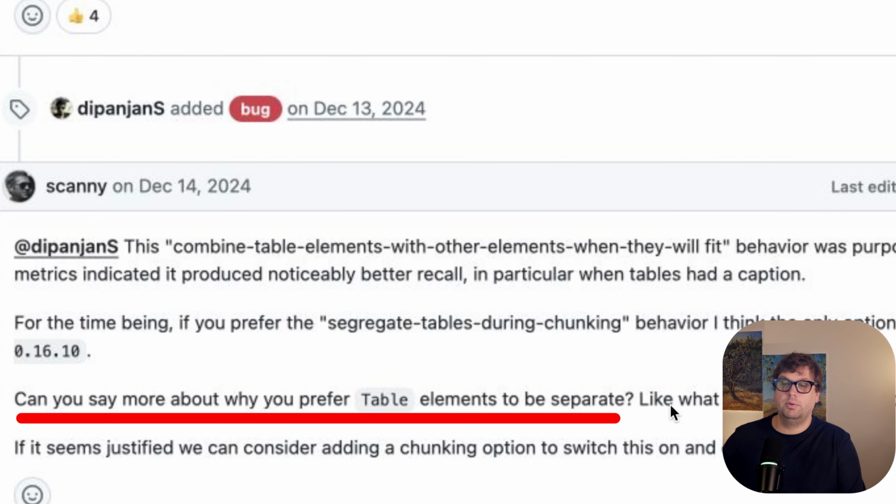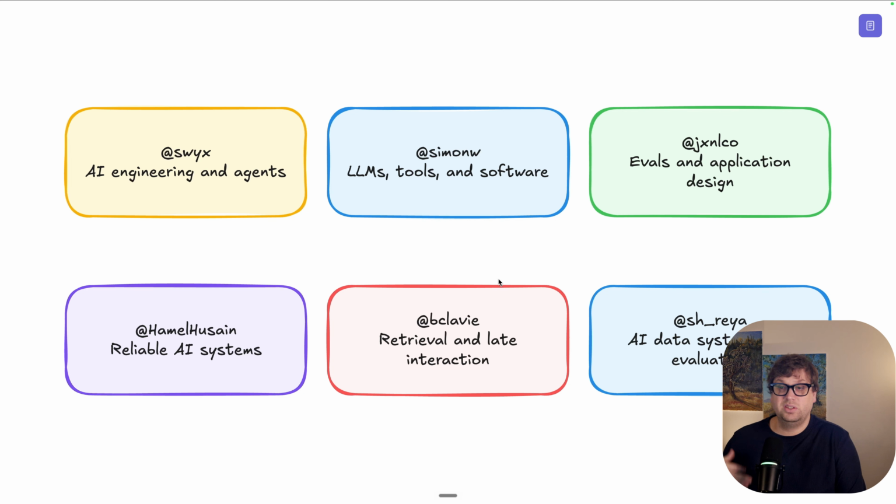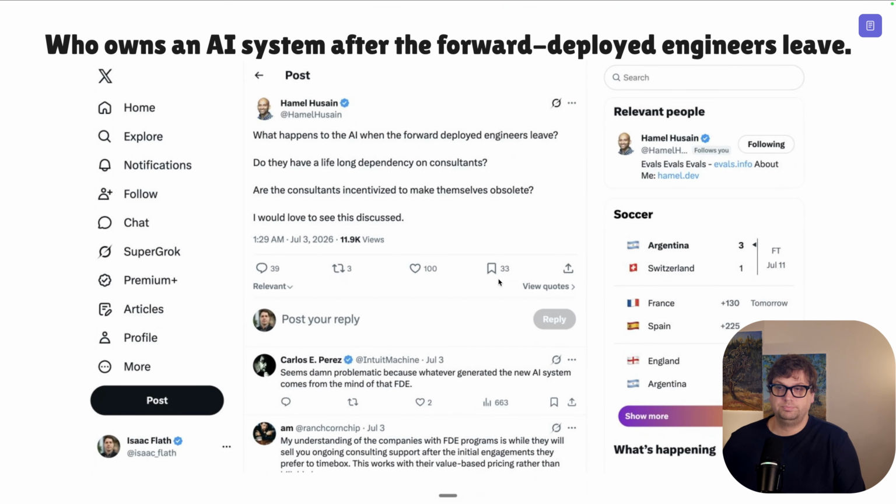Can you say more about why you need table elements to separate? For X, I choose user accounts. So I go through those accounts. I keep the really active posts, the ones with lots of replies, and then I go through the conversation threads. So these are accounts like Swix or Simon Willison and Jason Liu, Hamill, Ben Clavier, Shreya. All of these have been great sources.